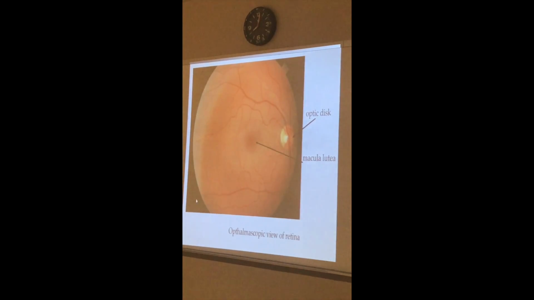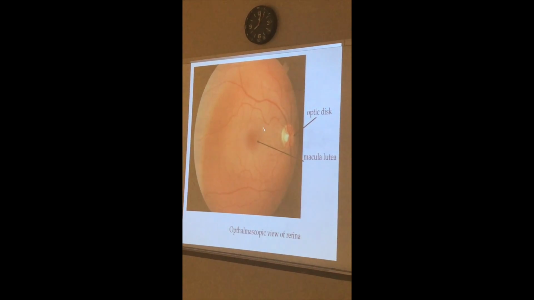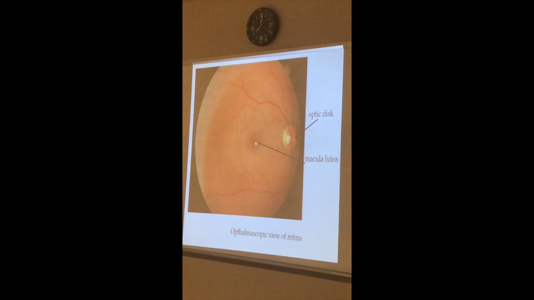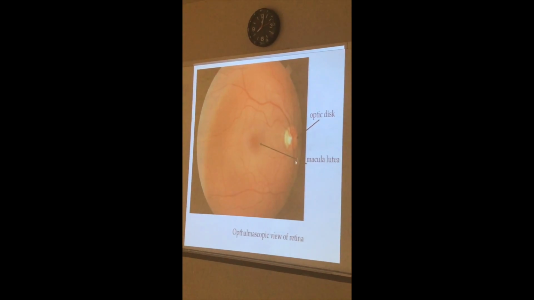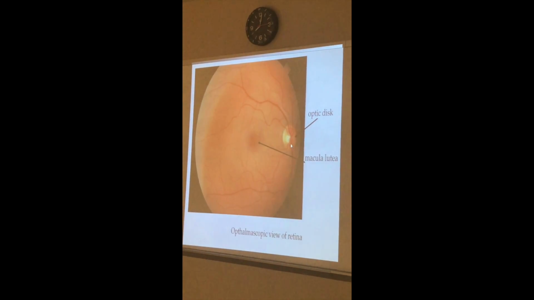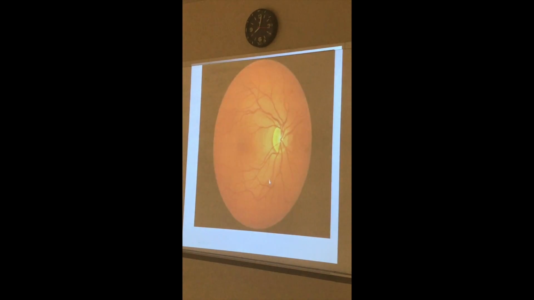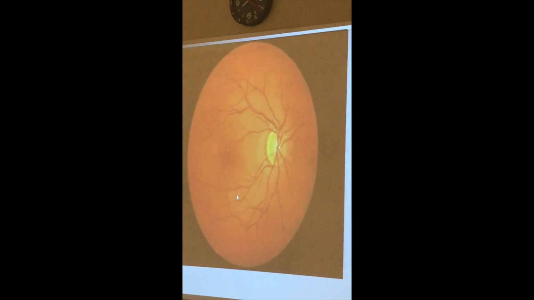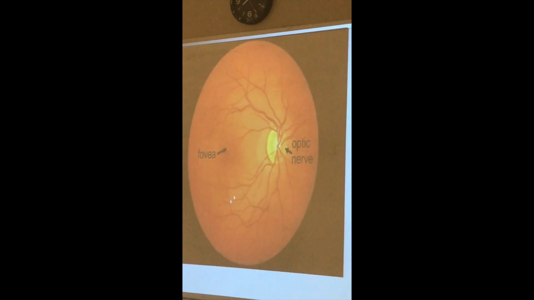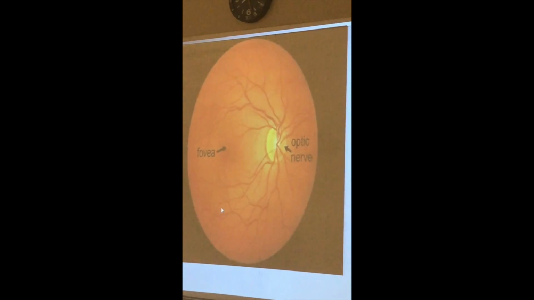Now over here, we've seen this slide before. Macula lutea, what's in the center of the macula lutea? The fovea centralis. Optic disc. Over here, you can actually see the fovea centralis. And now it's pointed out to you.